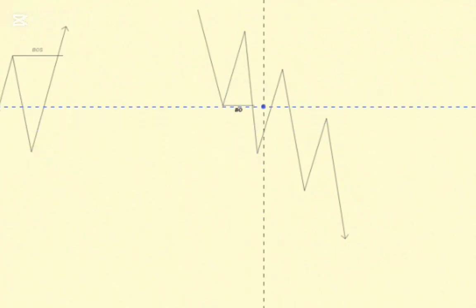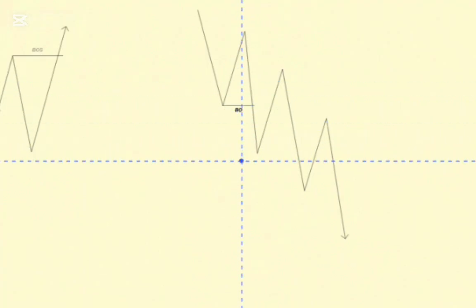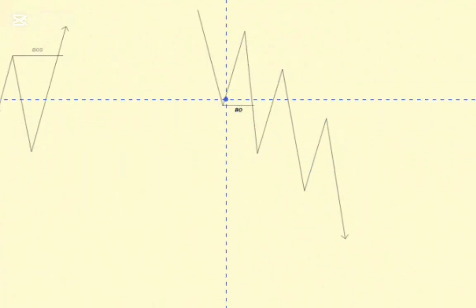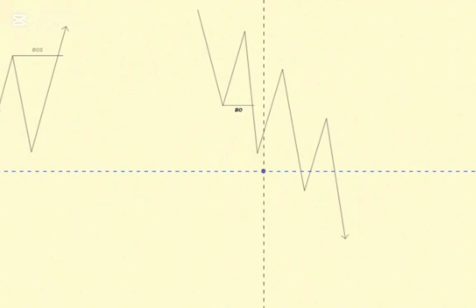Yeah, this is also a break of structure. Break of structure to the downside. When price takes all this high, we expect price to continue downward. It actually confirms, do you understand? It confirms the trend of the market.